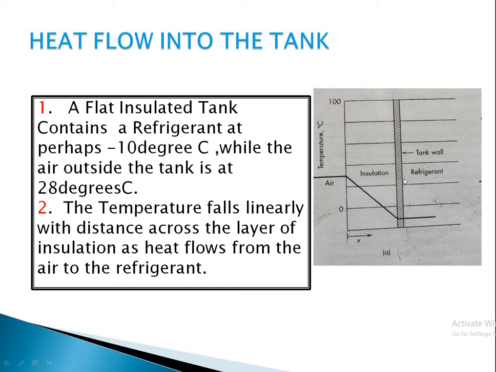Now the refrigerant is at minus 10 degrees centigrade. See here it is minus 10 degrees centigrade, and leaving the heat out here is the air, which is at 28 degrees centigrade. So the air outside the tank is at 28 degrees centigrade and the refrigerant is at minus 10 degrees centigrade. Let us consider this type of tank for steady state conduction.